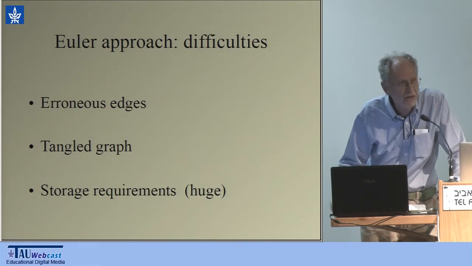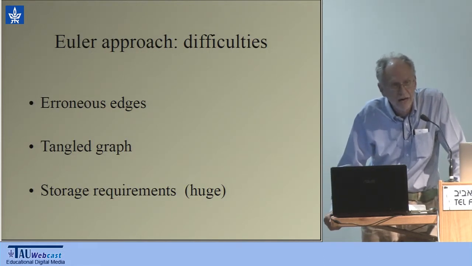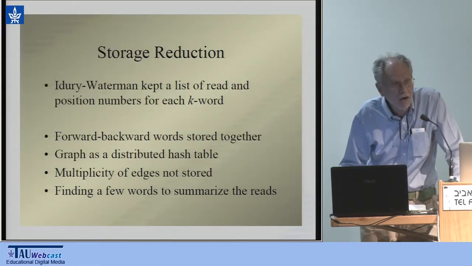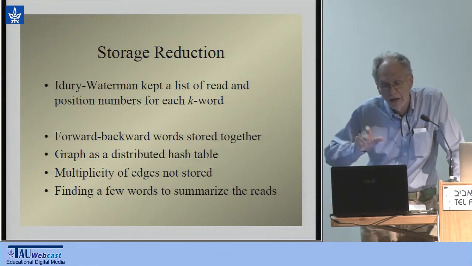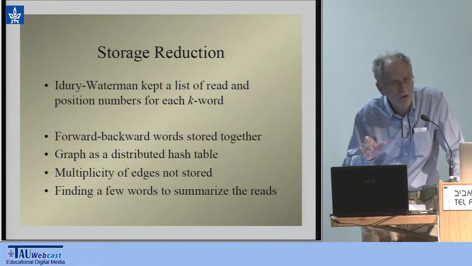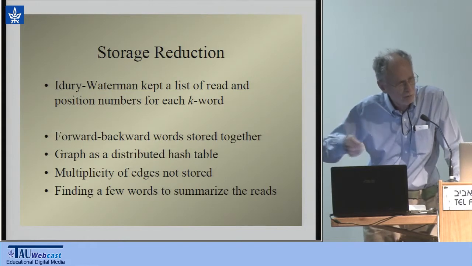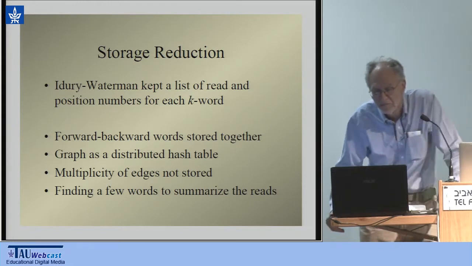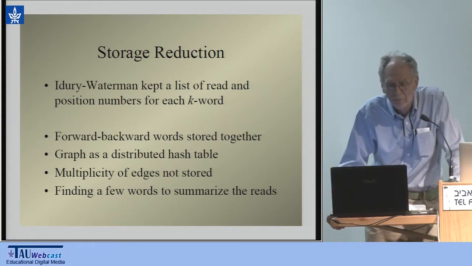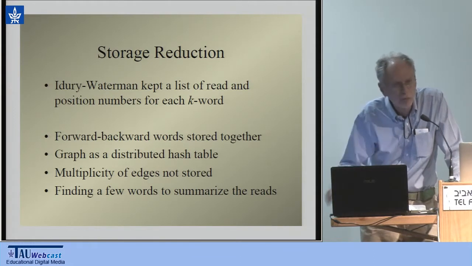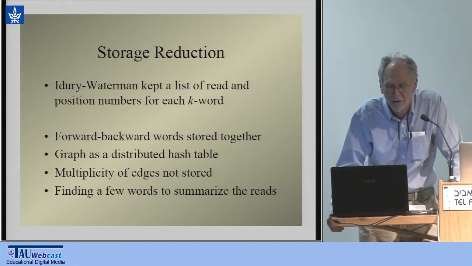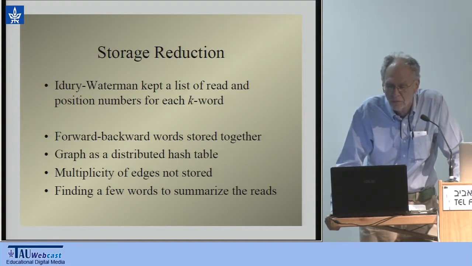The difficulty of all this is that there are erroneous edges, the graph is tangled, and the storage requirements are just huge. And my idea was that for each of the K-words, we would keep track of what fragment it came from and where it was in the fragment. Are you giving me a time signal, Ron? No, okay. I'm trying to speed through this. So you couldn't continue to burden the storage requirements here.